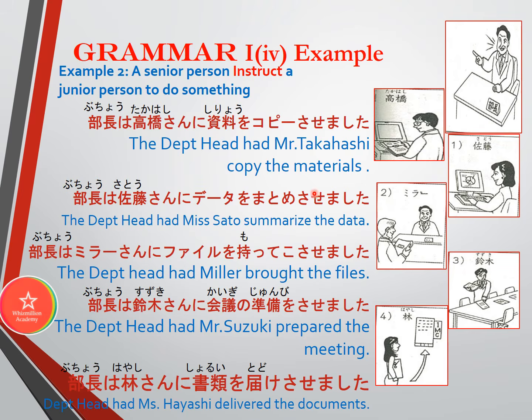And all the verbs are transitive. So matome sasemashita is also a transitive verb. Motte kosasemashita is a transitive verb. And junbi o sasemashita, sasemashita, is a transitive verb. And todoke sasemashita, transitive verb.